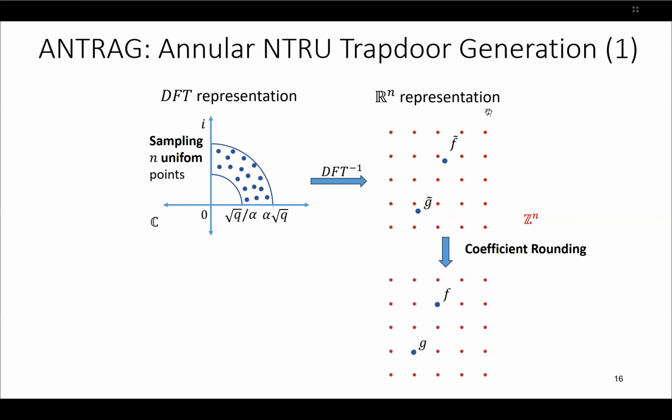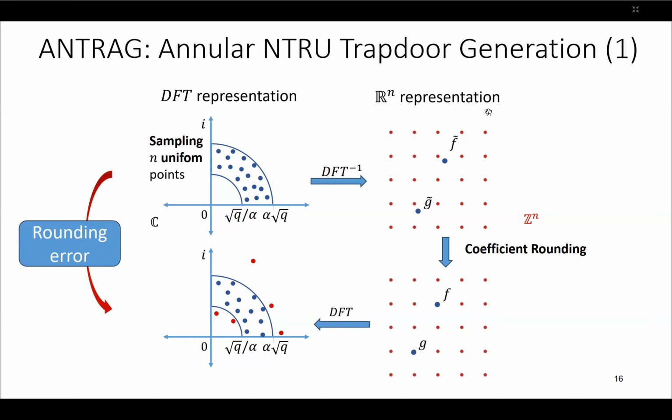In order to correct it, we will round these real coefficients to the closest integers. So we obtain FG in Zn. However, when we reapply the TFT, there is always some evaluation staying out of the initial domain. We understand that this phenomenon is caused by the errors from the corresponding rounding.